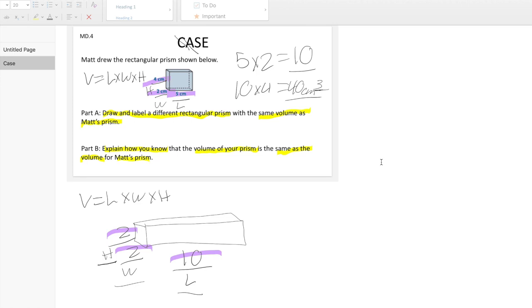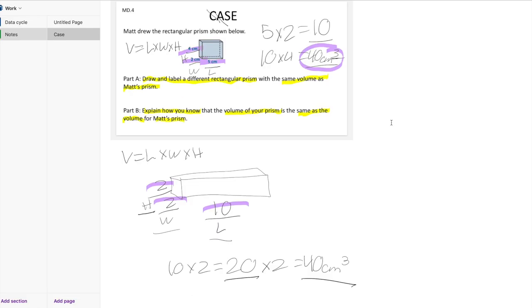I also solved the equation for Matt's prism, which was 40 centimeters cubed, and I also solved the equation for my prism, which was 40 centimeters cubed. I can cross off the S. So the last step in case is E, which means explain.